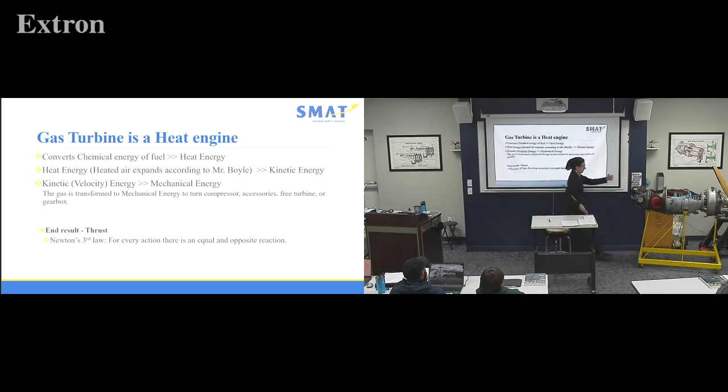We're taking that velocity. All of this is going on as we're introducing fuel in our combustion chamber. Those gases are going onto our turbine. They're spinning that turbine, which is then, in this case, powering our propeller. And our compressor turbine is driving our compressor. So we're taking that energy and converting it into mechanical energy. The gas is transformed to mechanical energy to turn the compressor. The accessories, we're going to talk about that later.